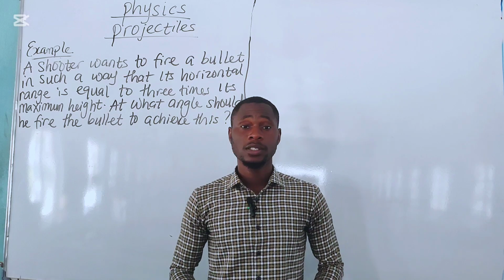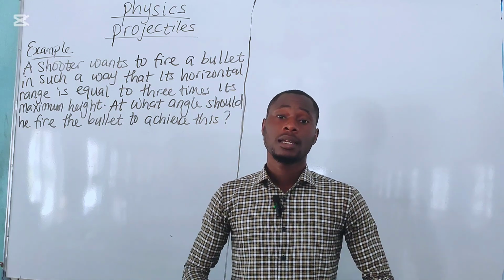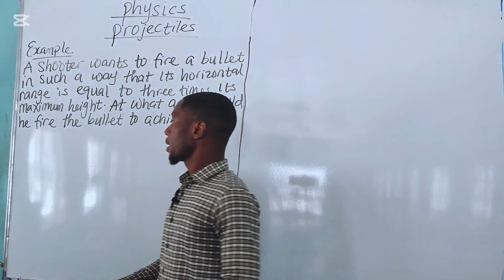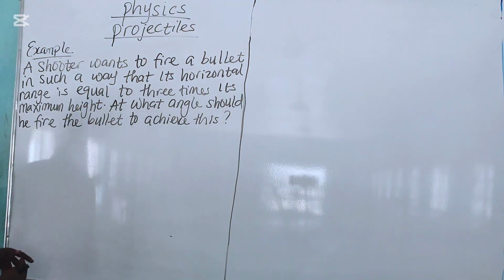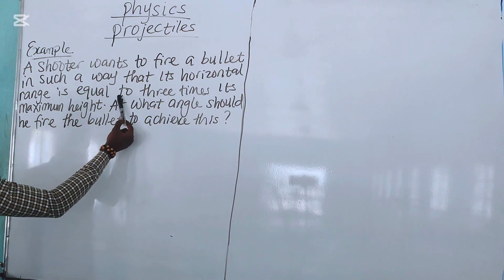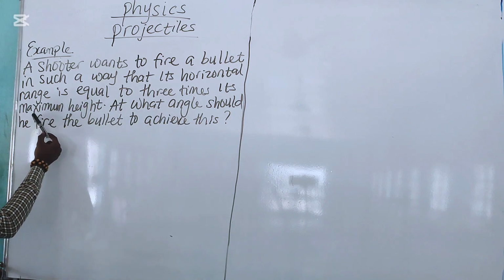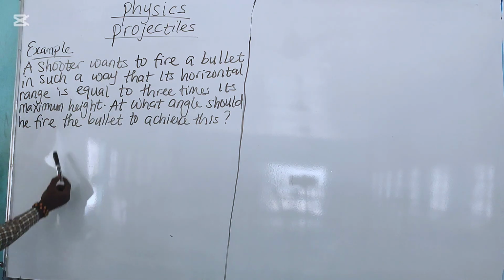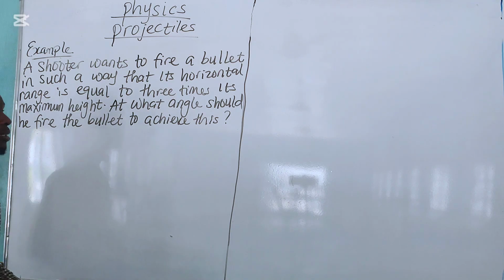Today we have a question under projectile, and let's dive into the question. A shooter wants to fire a bullet in such a way that its horizontal range is equal to 3 times its maximum height. At what angle should he fire the bullet to achieve this?